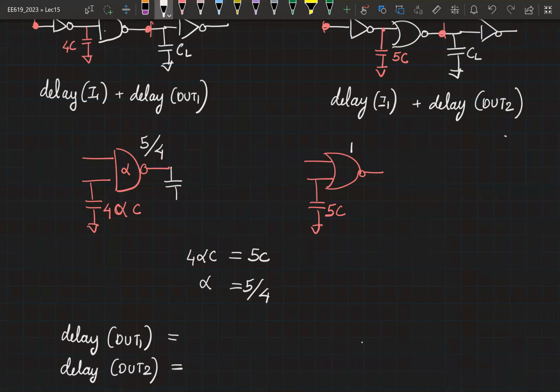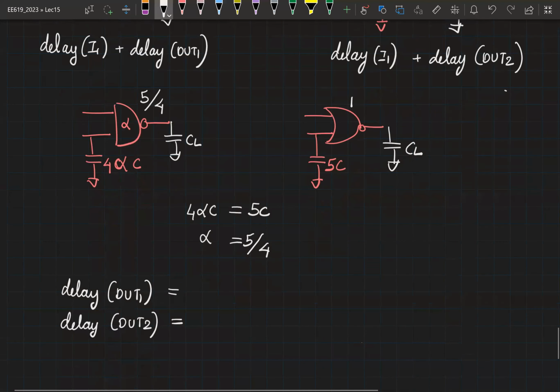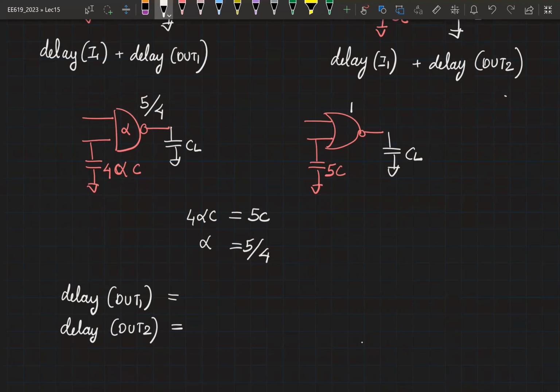So both of these are driving a CL. Let's first do it for DUT2, the NOR2. Delay will be equal to R into CL. Right? Is there a confusion there? What about DUT1? What is the value of R? It will be 4 by 5 R into CL.